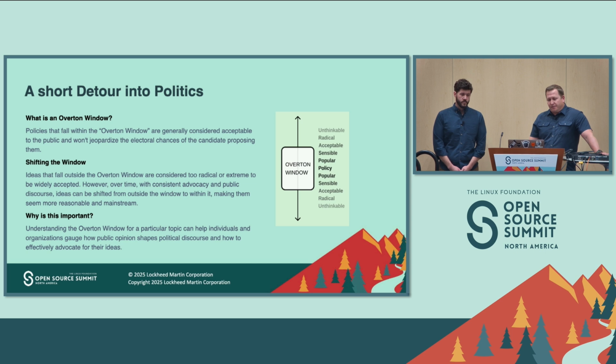So this window can also shift. There might be some policy that is considered radical at some point in time, but as it's discussed and groups advocate for it, that window shifts and starts to become more acceptable. So those policies then can be put into law and be considered acceptable to that electorate. This is important to understand. It helps organizations shape whatever they're building or what policies they're establishing based on what the public opinion agrees is acceptable.